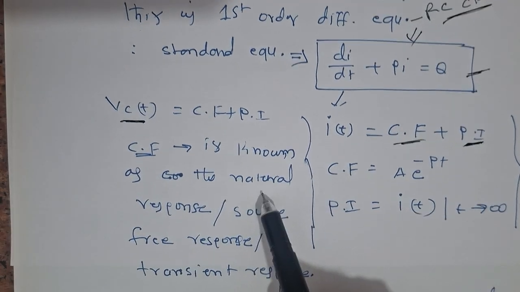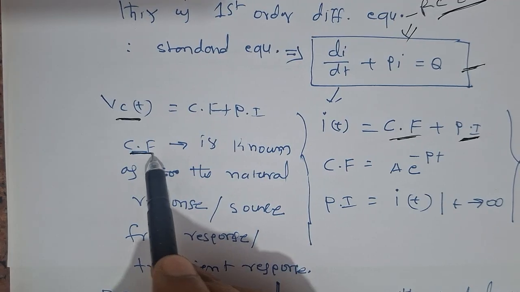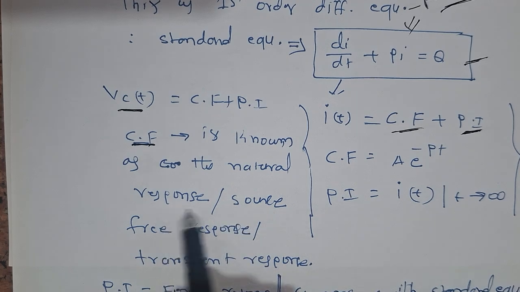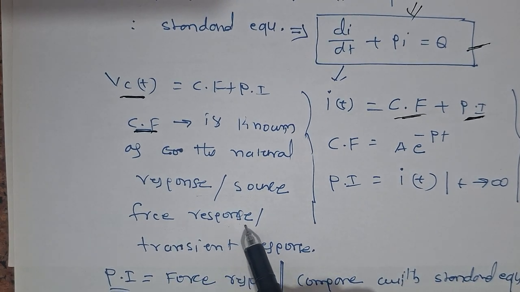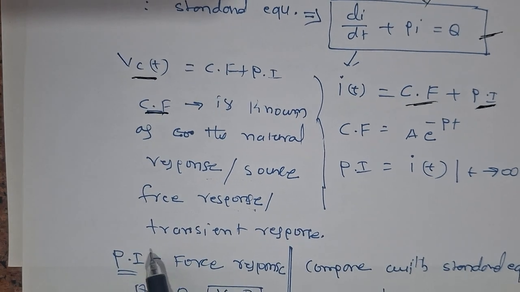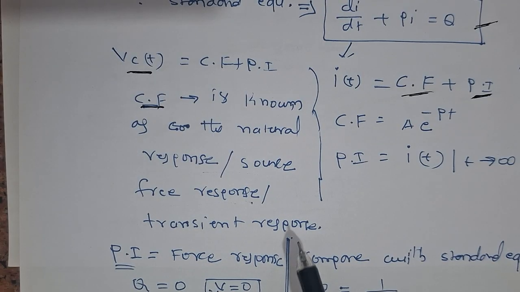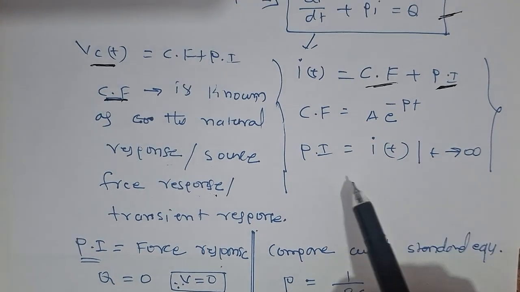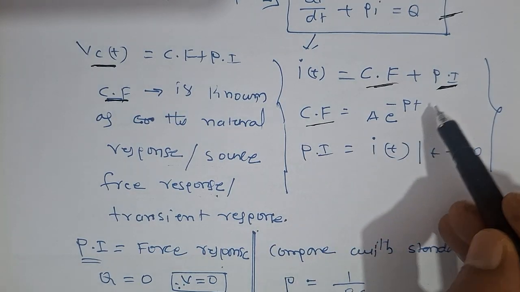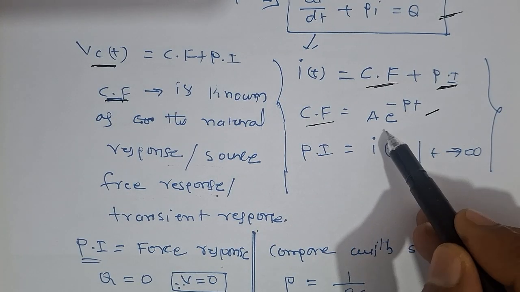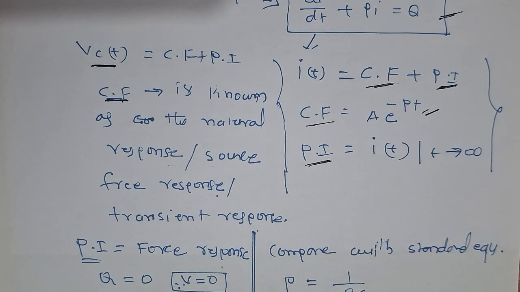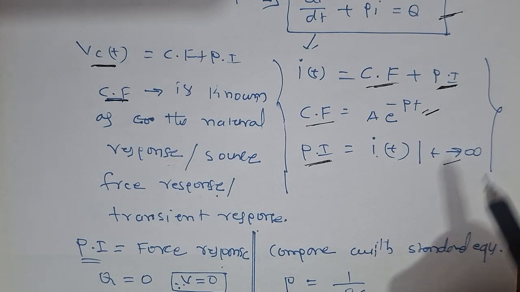The complementary function, CF, is known as the natural response or source free response, meaning there is no source. It is also called the transient response. The particular integral, PI, is called the forced response, where Q is equal to 0 for the CF. Now we take the CF, the natural response, as A e power minus Pt, and the forced response, the PI, is equal to VC(t) at t equal to infinity.